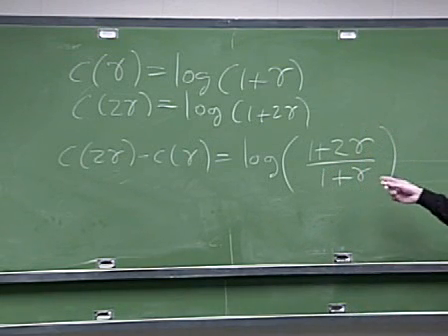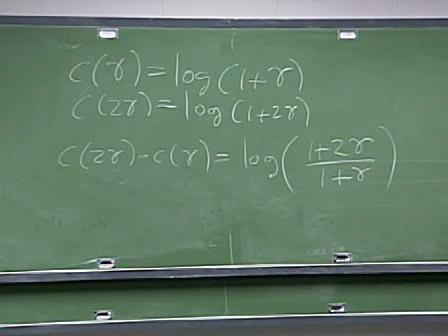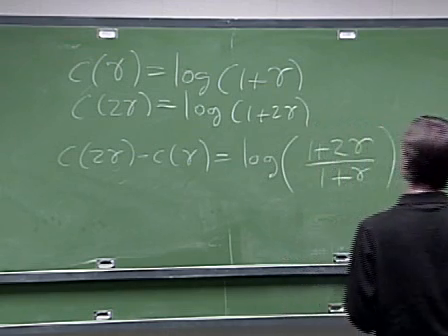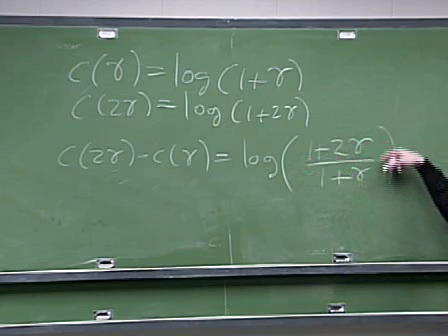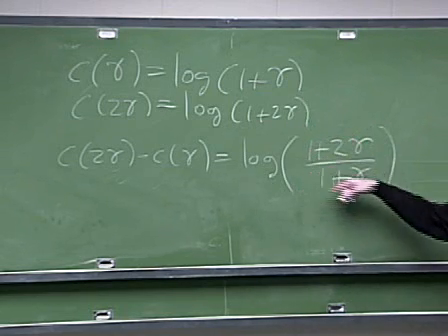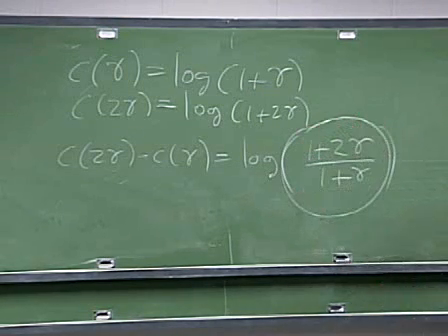So when is this logarithm maximized? That's the question, right? And since the logarithm is a monotonic function, the maximum of the logarithm is obtained when the argument is maximized. It's an increasing function. So to maximize it, we can just maximize the argument. So when is this function maximized for which gamma?